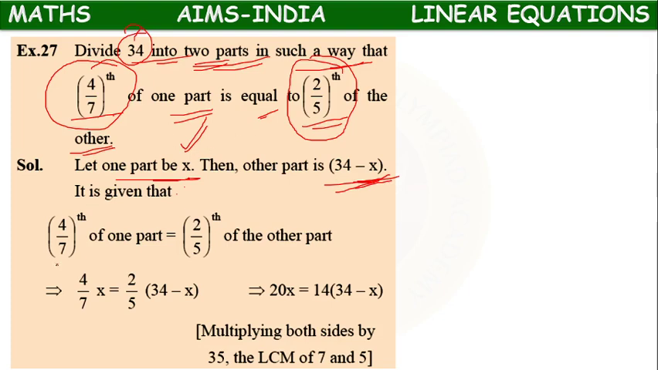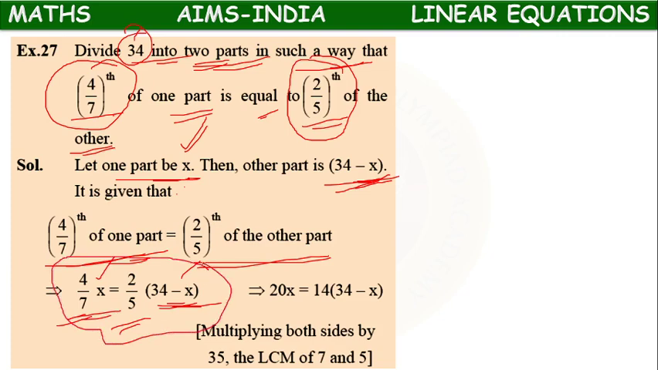One more hint: 4 by 7th of one part, 2 by 5th of the other part. That also they have given. 4 by 7th of one part is x, 2 by 5th of the other part is 34 minus x. Like this, we will write it in the form of an equation. Next, cross multiplication. 5 4 times, 20x. 7 2 times, 14 into 34 minus x.